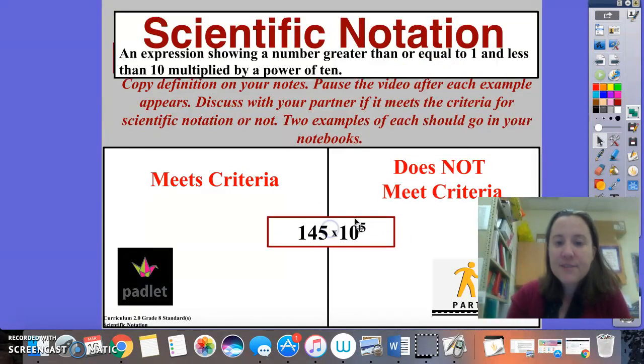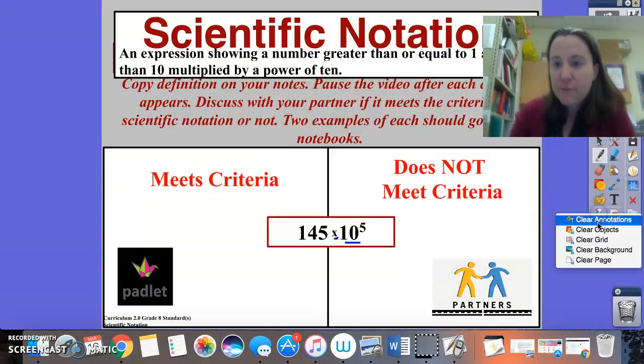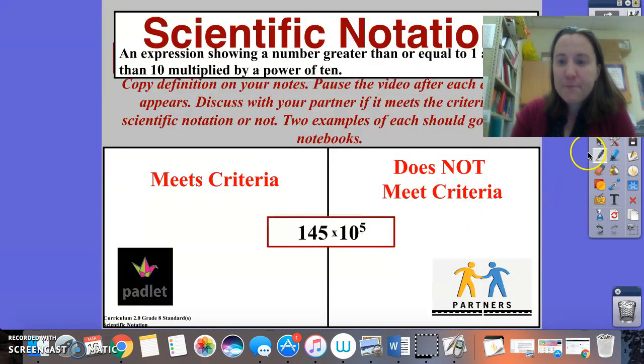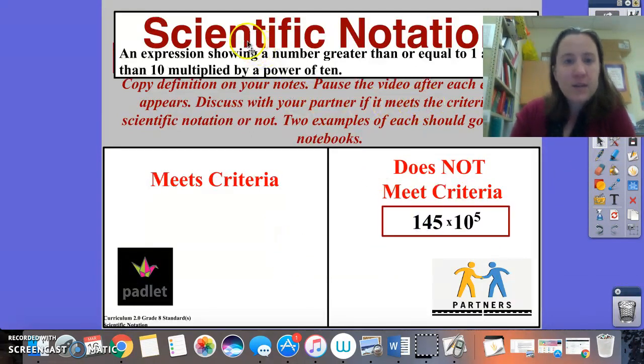And the first one that I have is 145 times 10 to the 5th power. And automatically what I noticed is, oh, I've got a power of 10. So that's part of my definition, multiplied by a power of 10. I'm multiplying. That's another thing that I noticed about this particular example. However, it's 145, which is not greater than or equal to 1 and less than 10. So we would write that in our non-examples column, or it does not meet criteria. So if you want to use this one as an example, that's great.